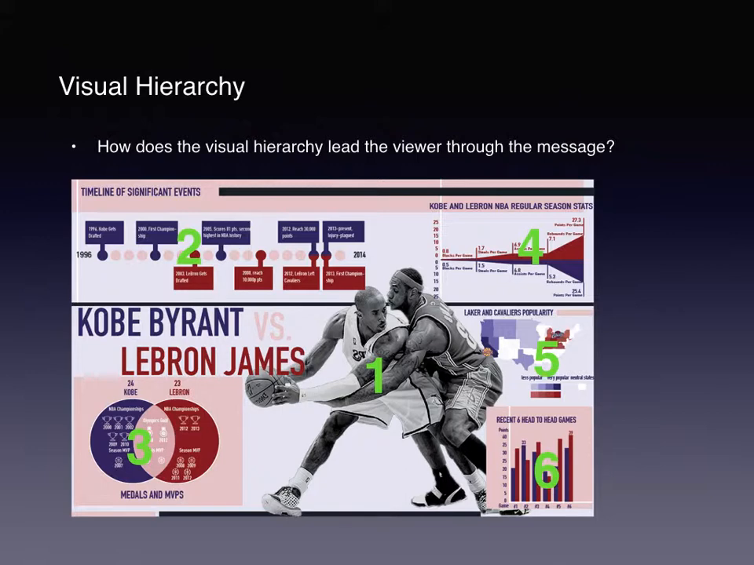Then I want the viewer to take a look at the relationship display, which is in the left bottom corner. The relationship display shows the achievements of Kobe and LeBron. Then I want viewers to pay attention to their season stats, which is in the right upper corner. Last, I want viewers to move attention to the right side of my infographic, which is the popularity and head-to-head game stats.